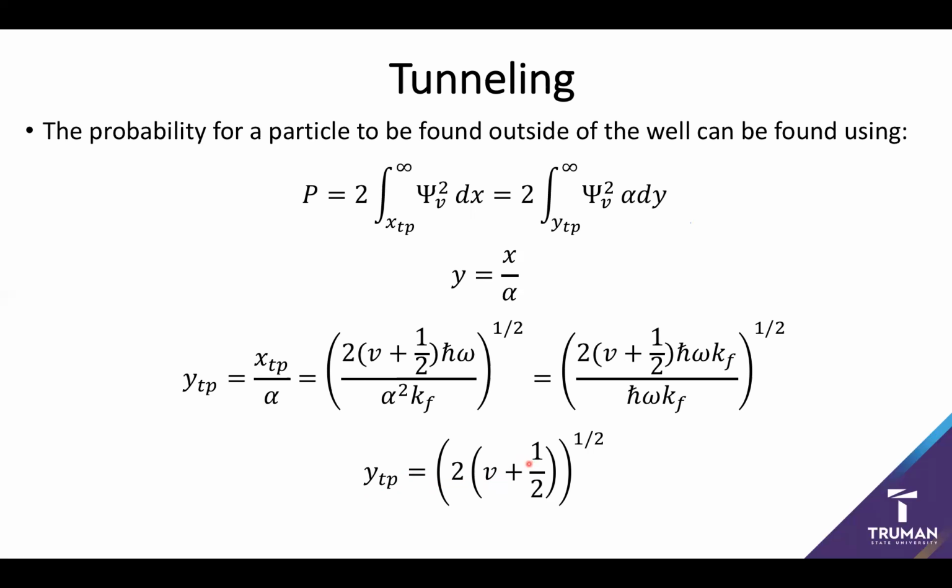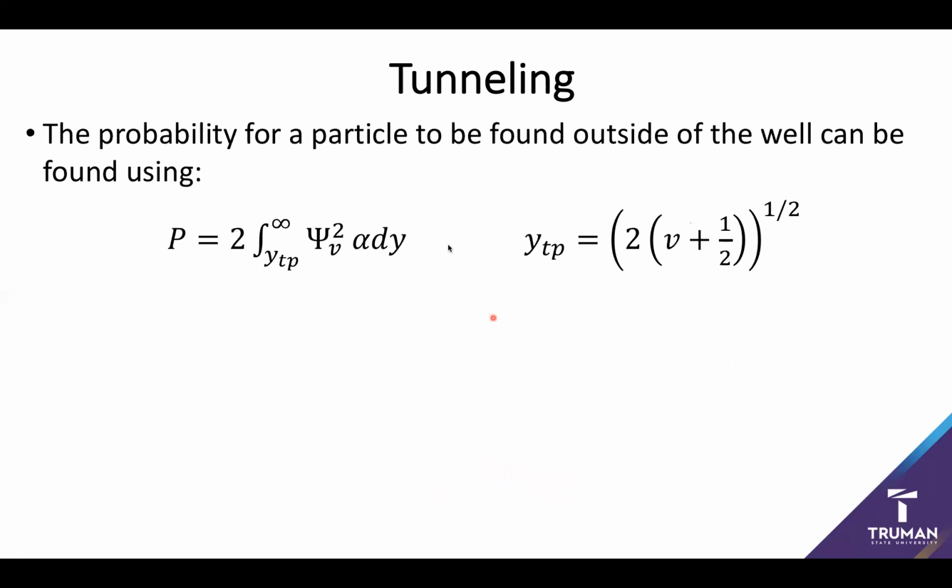Now, this is kind of a long way to get back to trying to take this integral of our equation. But this gives us a lot of power in trying to figure out the probability of finding the system outside of a classical turning point. Now, the actual integral, as you would expect, is going to be dependent upon which vibrational state we choose.